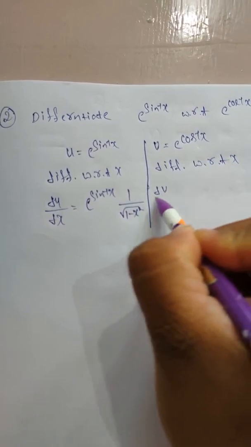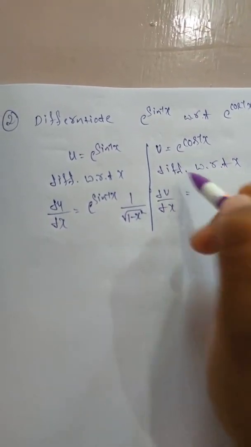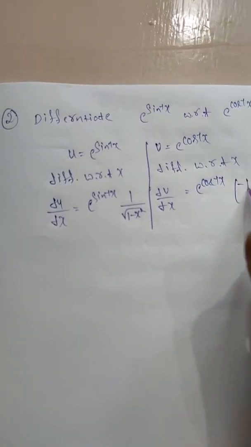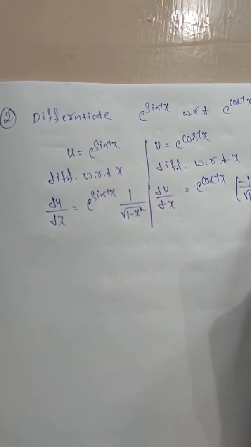So dv by dx is equal to, what is the differentiation of e to the power of cos inverse x? E to the power of cos inverse x. Again the differentiation of cos inverse x is minus 1 by root of 1 minus x square.